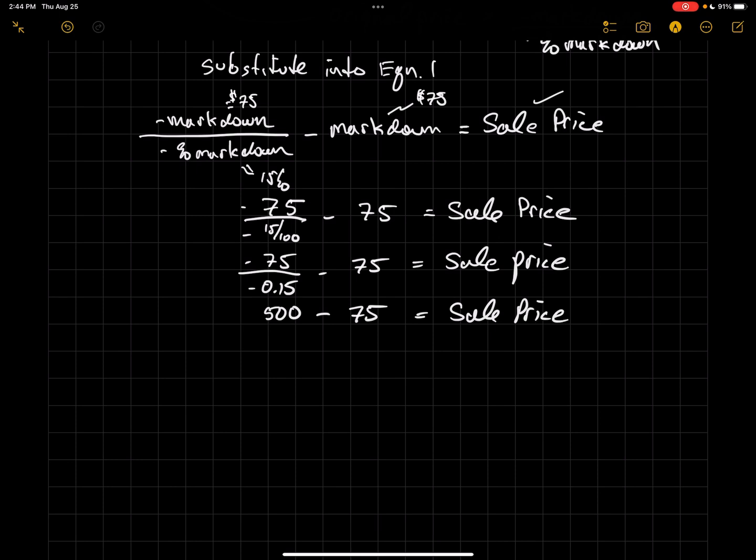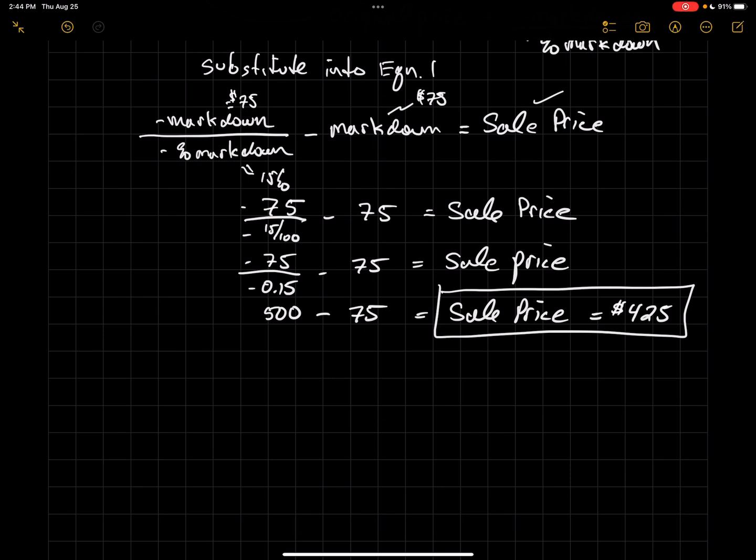Now, it's not necessarily clear in the math that we just did, but that 75 divided by 0.15 is giving us the original price of the stereo. So the price is originally valued at $500, but it's being marked down $75, and so the sale price of the stereo is $425. And that's our final answer.